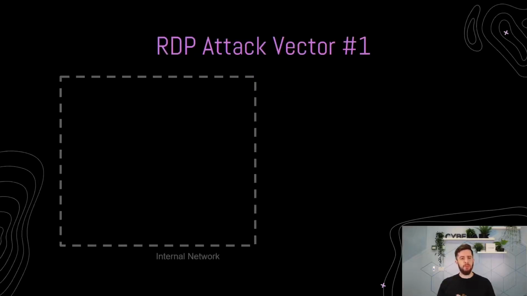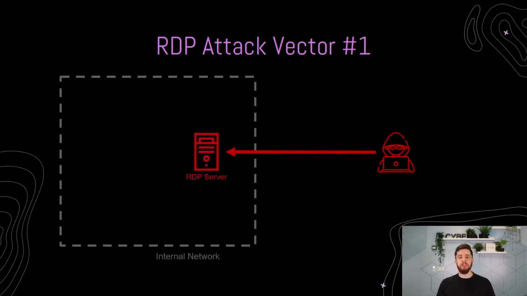The first one is the more traditional, quote unquote, vector, in which the attacker is trying to get access into an internal network. There is an RDP server in this network that is exposed to the internet, but the attacker doesn't have any credentials for it, for obvious reasons. The attacker can then exploit a vulnerability, potentially a vulnerability in the RDP server, and use it to gain unauthorized access to the server, and from there to the entire network.